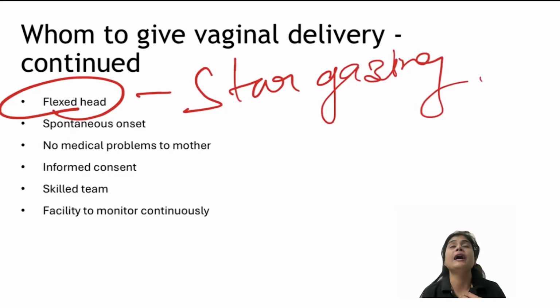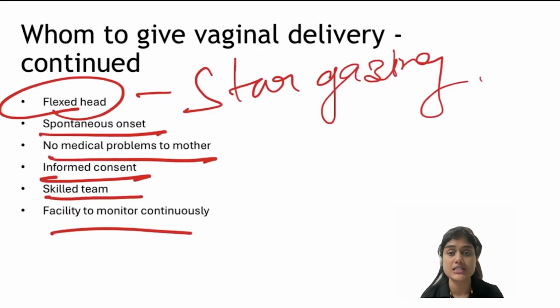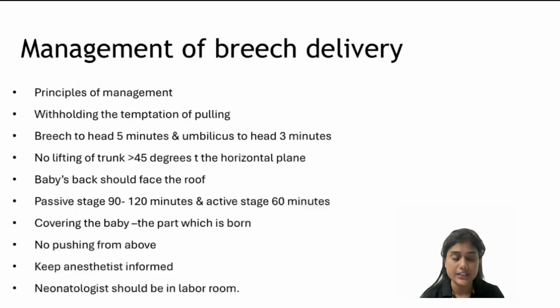Whenever there is hyperextension, the mento-vertical diameter of the head will present, so it becomes a very large diameter to cross through. Next, you should allow vaginal delivery if there is spontaneous onset, no medical comorbidities, the patient is willing with consent for vaginal breech delivery, and a skilled team with complete anesthesia and emergency cesarean availability, along with facility for continuous monitoring.